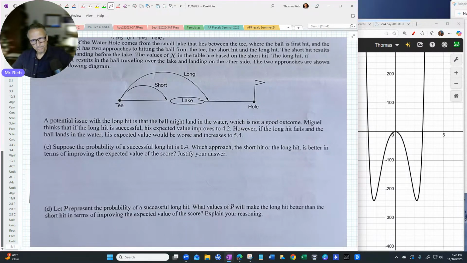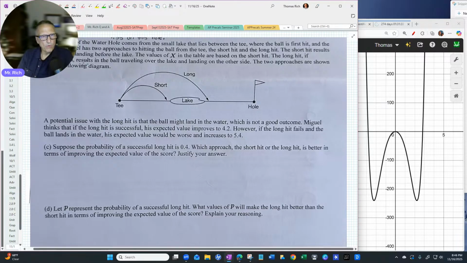Oh my goodness. It's a stats problem. I was looking at maybe some parabolas here, but let's see if we can make some sense out of this. So this says the name of the water hole comes from the small lake that lies between the tee where the ball is hit and the hole. Miguel has 2 approaches to hitting the ball from the tee, the short hit and the long hit. The short hit results in the ball landing before the lake. The values of X in the table are based on the short hit. The long hit, if successful, results in the ball traveling over the lake, landing on the other side. The 2 approaches are shown in the following diagram.